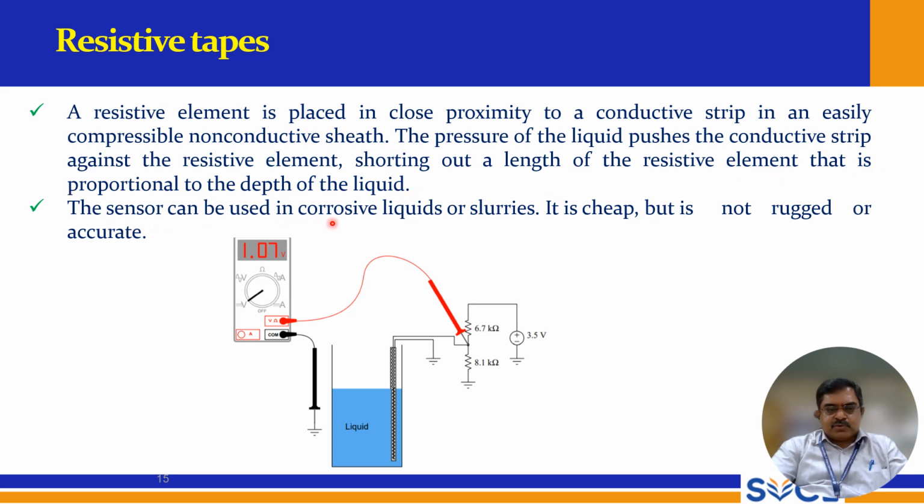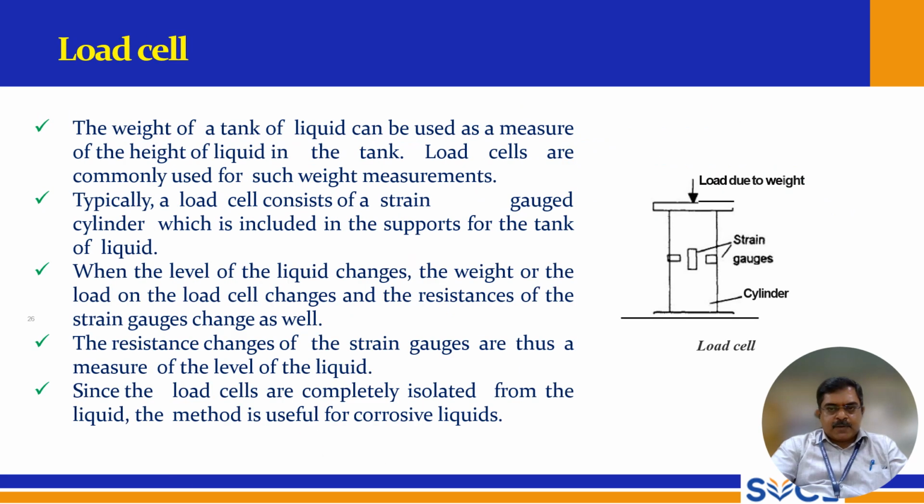The sensor can be used in corrosive liquids or slurries. It is cheap but is not rugged or accurate. So here, the resistive strips or resistive tapes are used like this to measure the liquid level. Next is a strain gauge load cell.